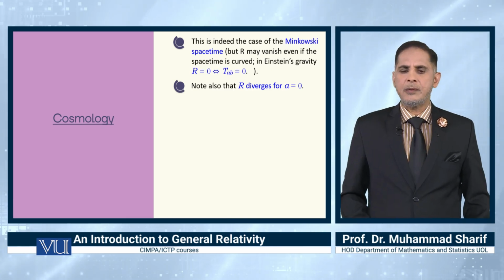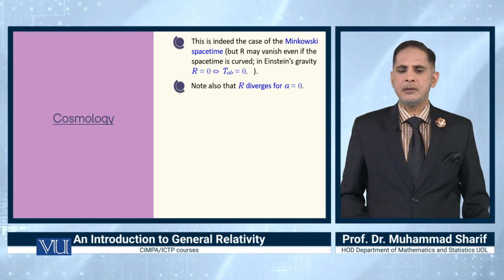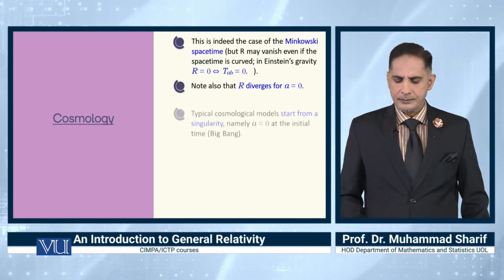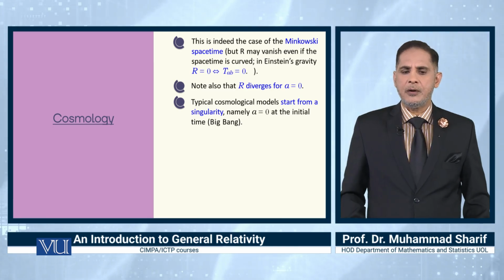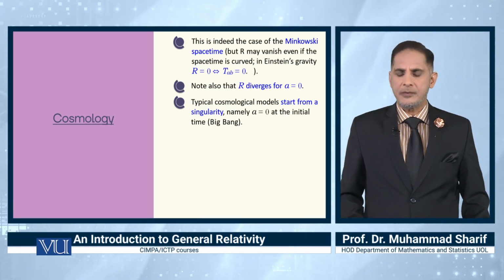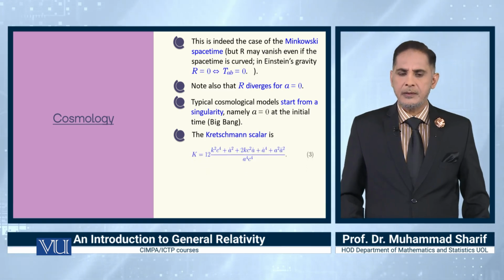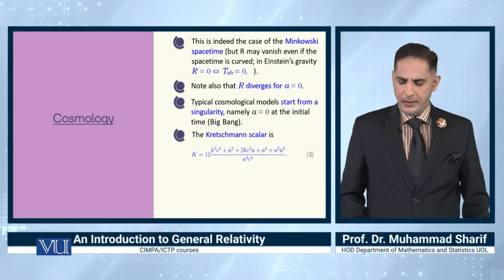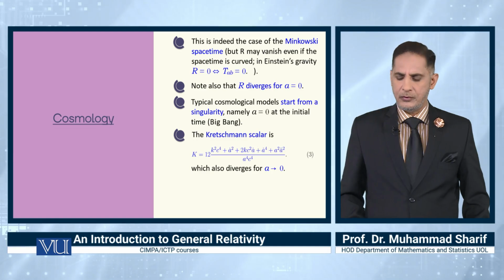We can also see from the last expression that R diverges if the scale factor is 0. Typical cosmological models start from a singularity, namely A equal to 0 at the initial time, that is the Big Bang. I will discuss it briefly very soon. We can find the Kretschmann scalar for this universe model as given here, number 3, which also diverges when A tends to 0.